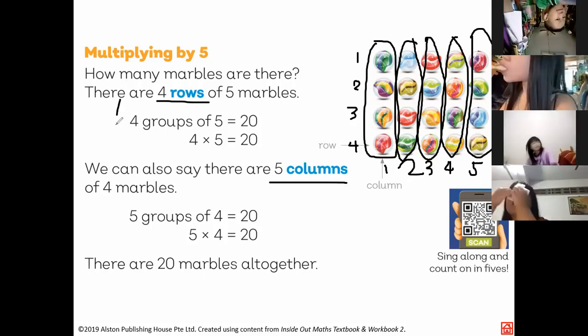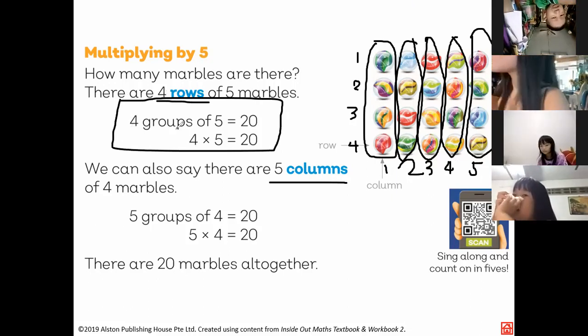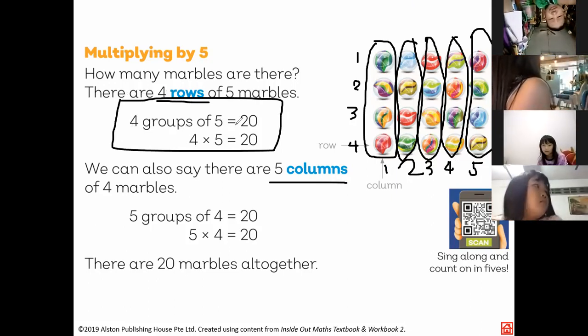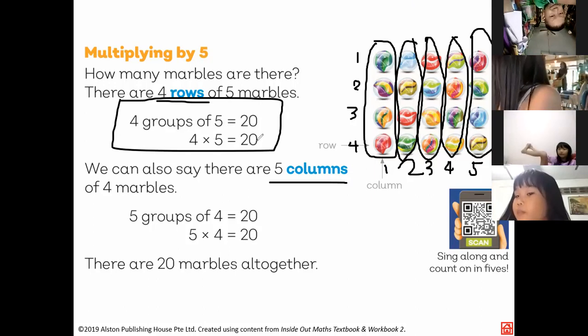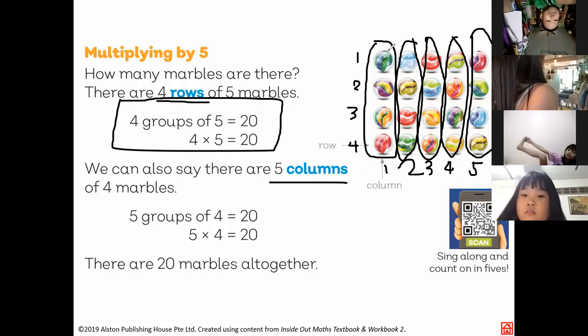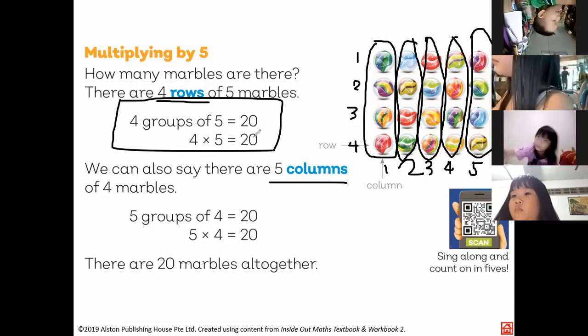Okay, now look at this one, class. 4 groups of 5 equals 20. So that means 4 multiplied by 5, that's 20. Do you understand? So we have 4 groups, right? 1, 2, 3, 4. And each group has 5 marbles. So that's why we have 4 times 5 equals 20.